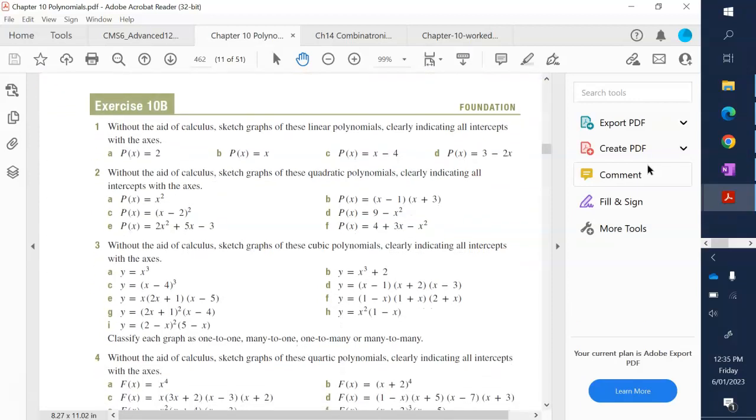Have a go. 10B. Make sure you're marking your answers. If you can't do them, you need to come and see me and we will sort that out. Good luck.